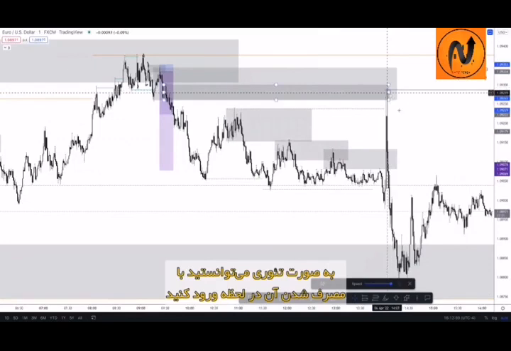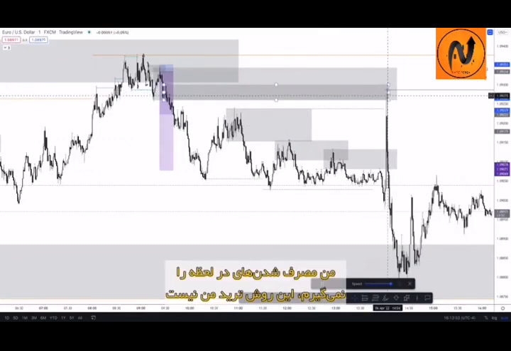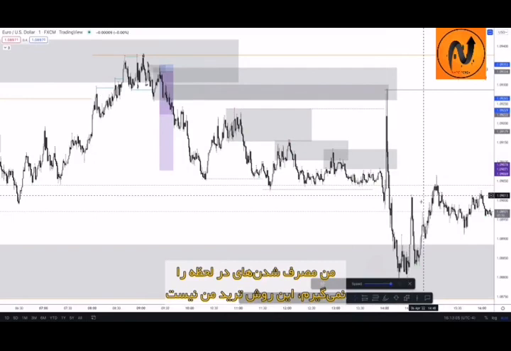Theoretically, you could have taken that instant mitigation here. I wouldn't have. I'm not someone who likes taking instant mitigations. It's not my style, right?